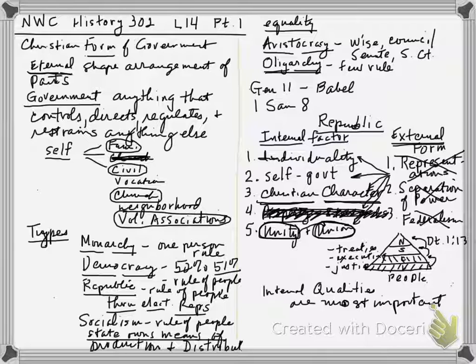If you want to undo a republic, weaken any of these principles: weaken property, weaken agreement, weaken self-government, weaken individuality, weaken Christian character, remove character training from the schools, and discourage families from doing that. See, those are things that we should support. We need to reinforce with all of our hearts. We need a reinforcement of the internal qualities.